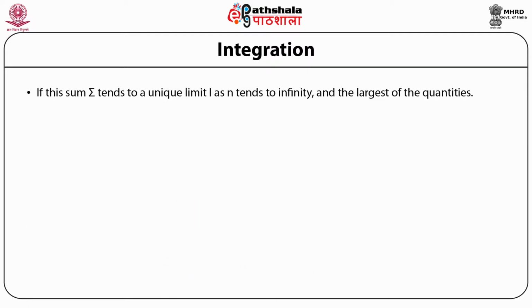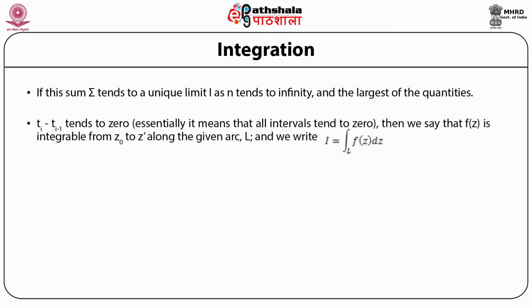If this summation tends to a limit L, that is, as n tends to infinity and the largest of the quantities t_i minus t_{i-1} tends to 0. Essentially, it means that all intervals tend to 0. Then we say that f(z) is integrable from z0 to z' along the given arc L, and we write I equals the integral along L of f(z) dz.